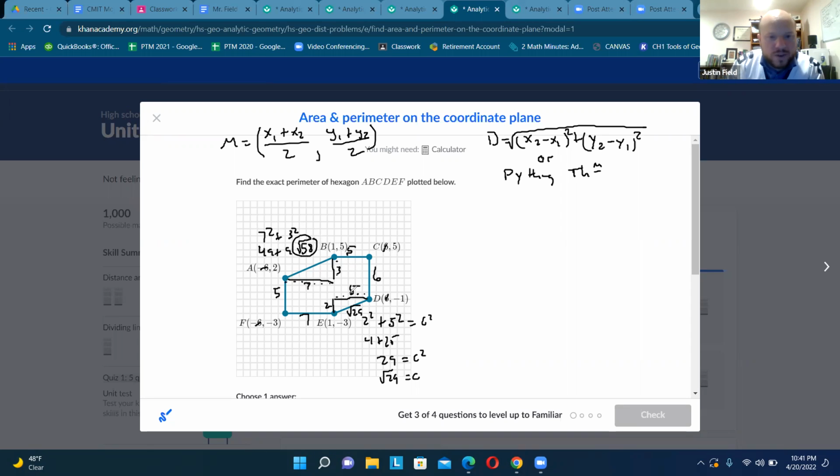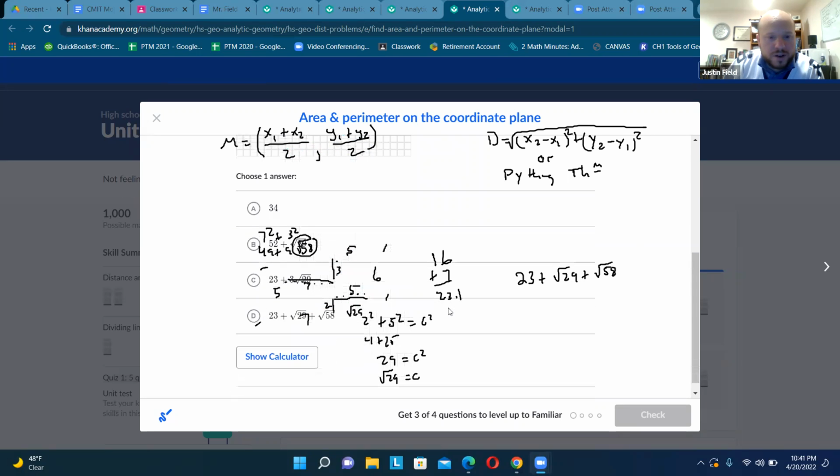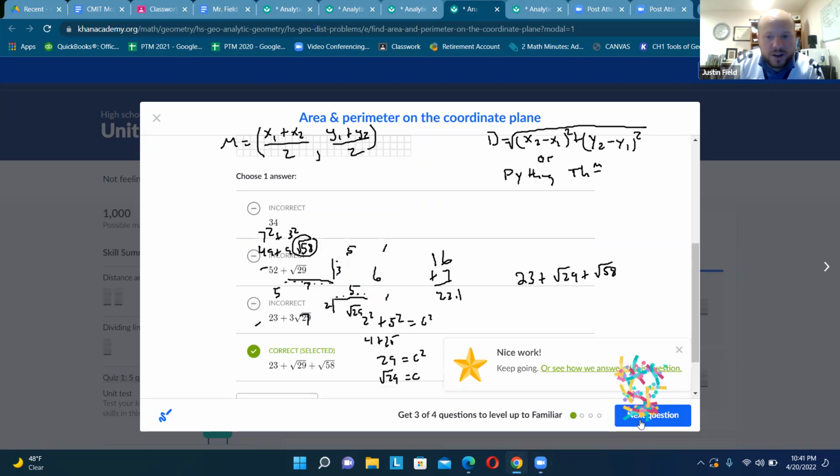All right, so we're looking for the perimeter, so let's add our whole numbers. 5 and 5 is 10, plus 6 is 16, plus 7 is, what is that? 23. So we got the 23 from the whole segments. Then we get the square root of 29. And then we got the square root of 58. Let's see if that's good enough to get us some answers here. Oh, see it right there. I did it. Look at that. All right.